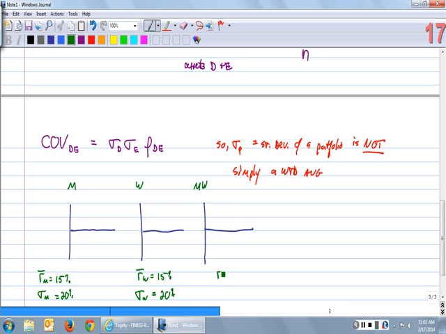So what's the return on my portfolio going to be? Well, that one's easy. The return on my portfolio is going to be 15%, because if I put some of my money in asset M and it earns 15, and the rest of my money in asset W and it earns 15, then my combined portfolio is going to have a return of 15. But the standard deviation of my portfolio is not necessarily going to be 20, right?